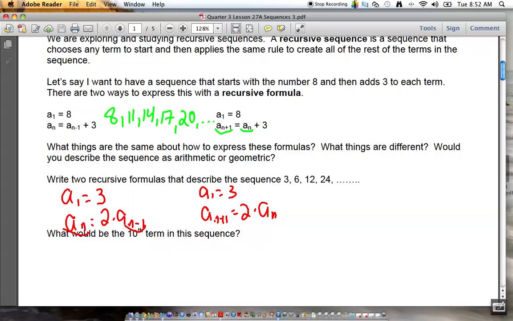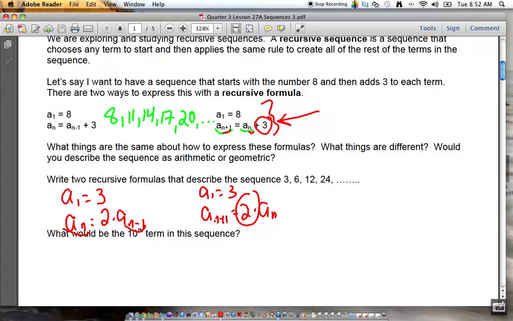The big thing you're seeing in this recursive formula is that you are multiplying by 2. Look at the arithmetic one right here. The n plus 1 and n are the same on both of them, but in this one you're adding 3, so you write plus 3. In this problem you're multiplying by 2, so you write times 2. Okay? What would the 10th term in that sequence be?